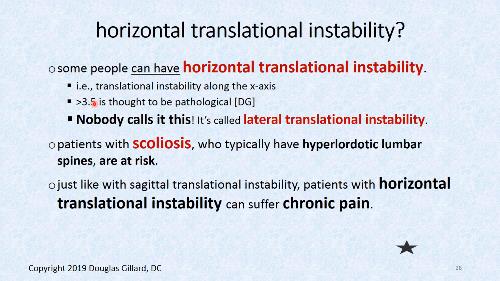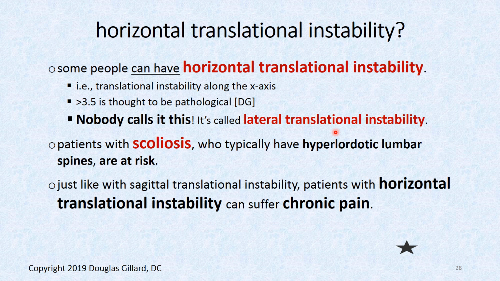About that same 3.5 millimeter rule kind of applies. In reality, go into PubMed and type in horizontal translational instability. I don't think you'll find a single thing. I googled it. There's very, very few people who actually call it that. They call it lateral translational instability. So you have AP translational instability, which means you have an abnormal slip going front and back. Lateral translational instability is a lateral slip, which is a little unusual, right?